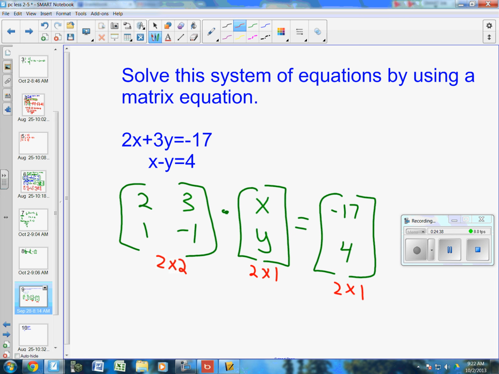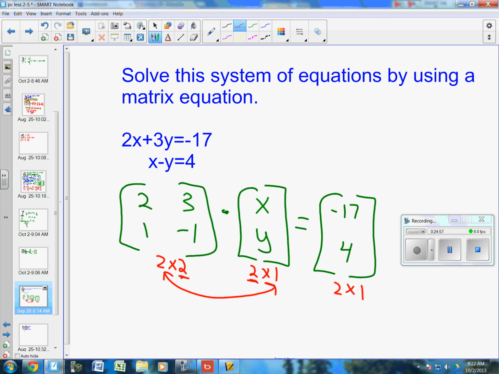Now remember, when you guys times two matrices, is it possible to times this matrix by this matrix? Yeah, because the two middle numbers are the same. Number of columns in this one is the same as the number of rows in that one. What's my resulting matrix going to be? A 2 by 1, right? Which is what the resulting is.